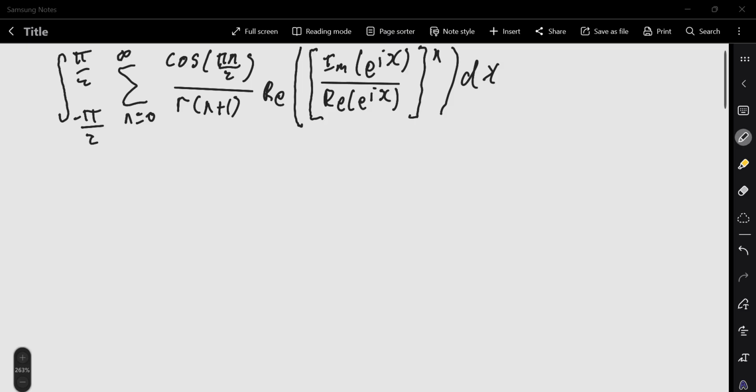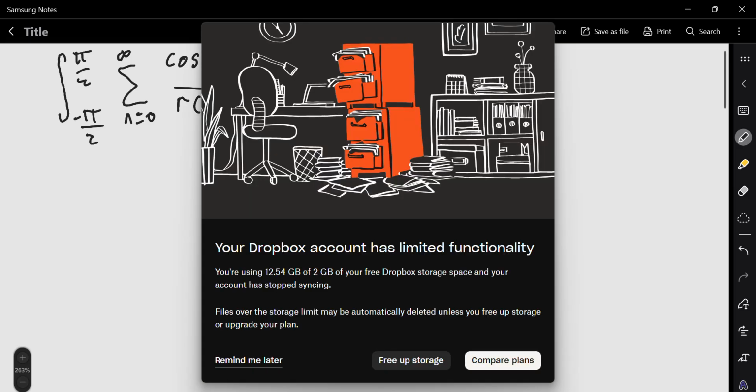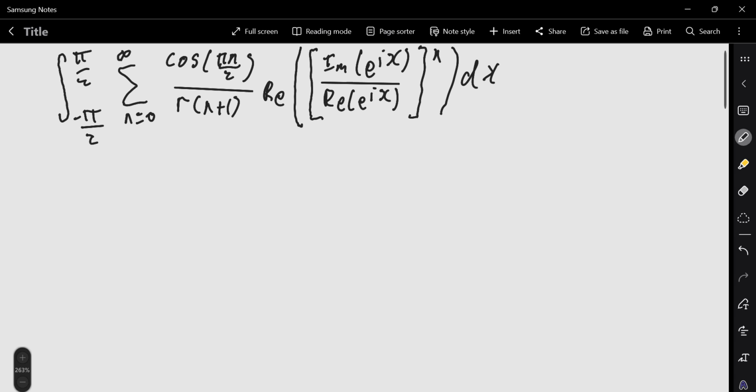At first glance, this looks horrifying. We've got a gamma function, an infinite series, real and imaginary parts, and a tangent hiding inside everything. But the whole strategy is to slowly strip away the complicated notation until the integral reveals a familiar Taylor series. Okay, so let's start with this whole real imaginary chunk, because that's probably the simplest part of this whole integral. It doesn't look it, but it is.